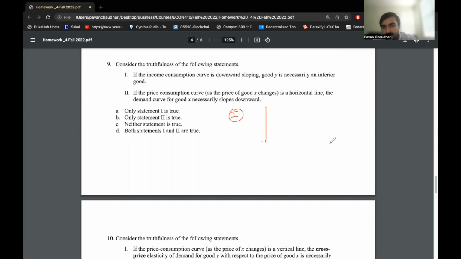So let's draw the income consumption curve here. We need two budget lines, just like any consumption curve. And we need to draw an income change in between. So that's why I've drawn them parallel here. I've drawn income going up. You could have drawn income going down. Doesn't really matter.